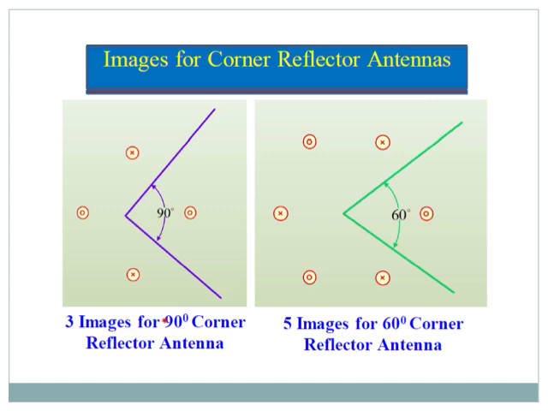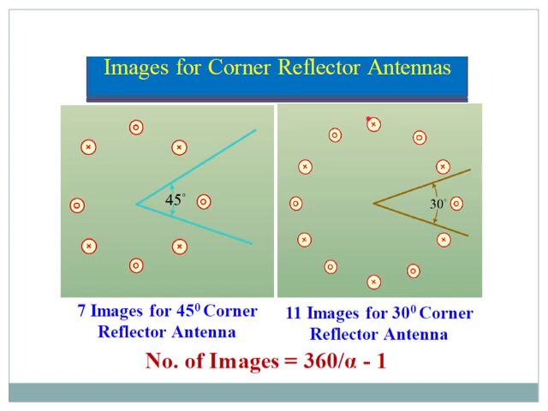These are the 3 images for the 90 degree corner reflector antenna, and these are the 5 images for the 60 degree corner reflector antenna. These are again images for corner reflector antennas. There are 7 images for the 45 degree corner reflector, and there are 11 images for the 30 degree corner reflector. Thus, the conclusion we can make is that the number of images depends upon this angle alpha, and the formula is given by 360 by alpha minus 1. Depending on this alpha value, we get the number of images here. The number of images is equal to 360 degrees divided by alpha, minus 1.